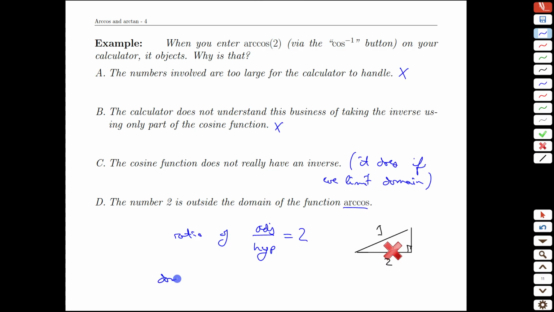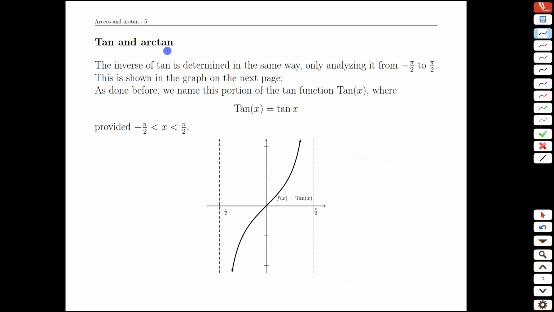The domain of possible ratios for Arccos is going to be negative 1 to 1. We have to have the adjacent side smaller than the hypotenuse in any reasonable triangle. In the same vein, we can find an inverse of the tangent function. So the tangent function has this classic asymptotic shape, and usually, if we had the entire tan function, it would repeat itself an infinite number of times as we move to the right.